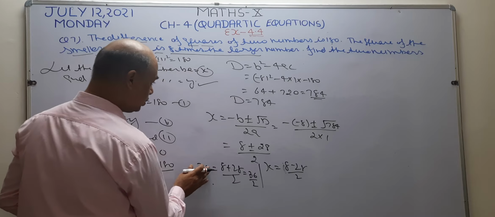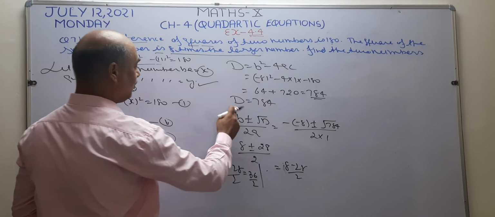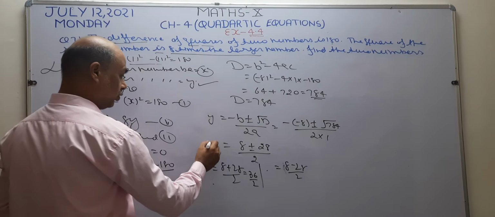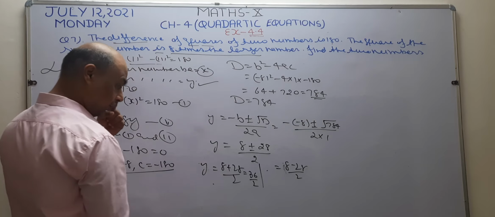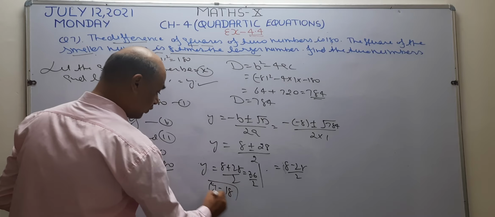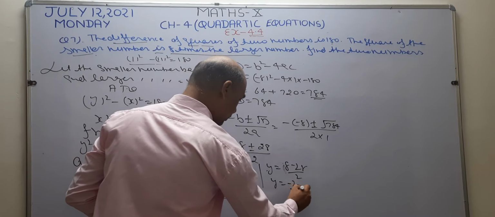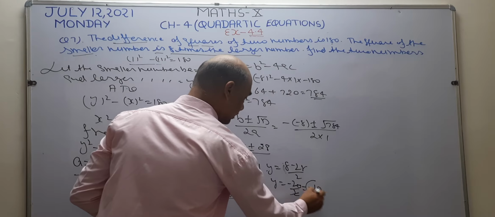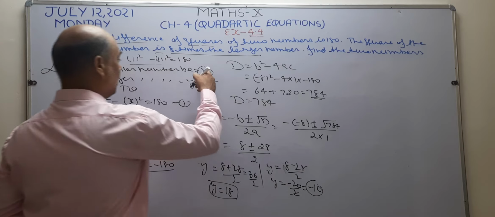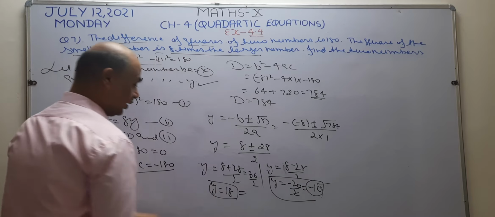So this is y. Sorry, this is y because our question is in y value. So I write here y, not x. This is going to find the value of y. So value of y becomes 18. From this side, value of y becomes minus 10. As our number is positive, so this is rejected. I want to take the value of 18.